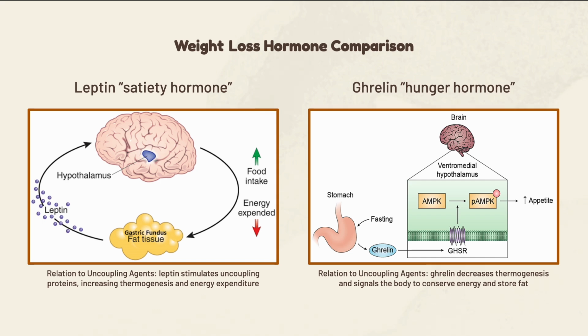On the other hand, we have ghrelin, which is the exact opposite of leptin. So ghrelin is secreted by our stomachs, and when we fast, it undergoes a similar process of signaling the hypothalamus, but at high levels, it instead increases appetite and stores energy for future use. Despite the differences, leptin and ghrelin influence energy balance and metabolism, indirectly affecting mitochondrial uncoupling by modulating appetite, fat storage, and energy expenditure.